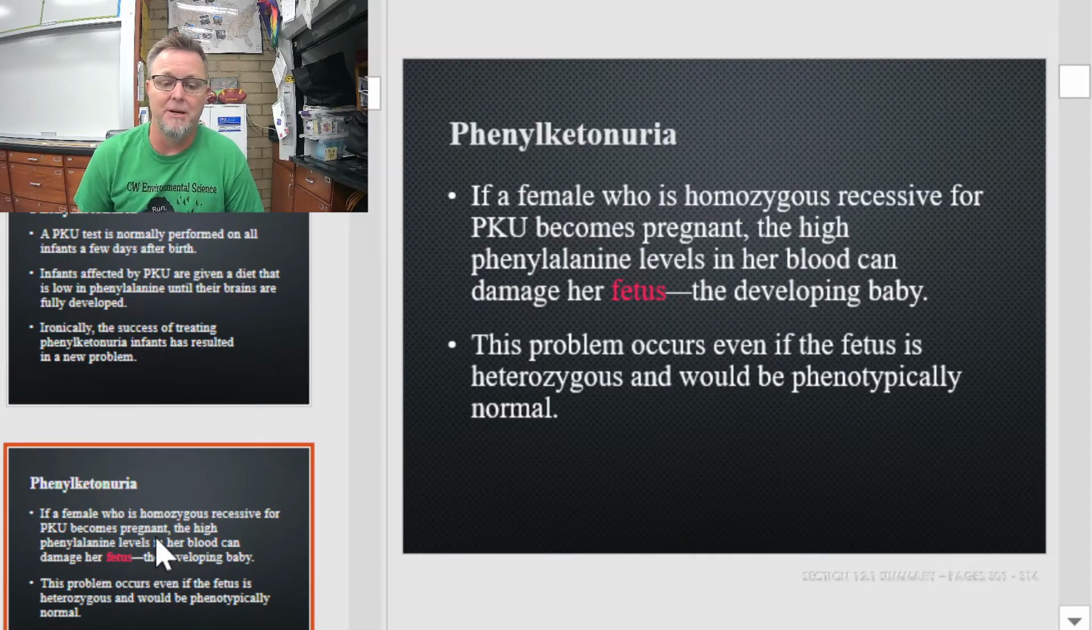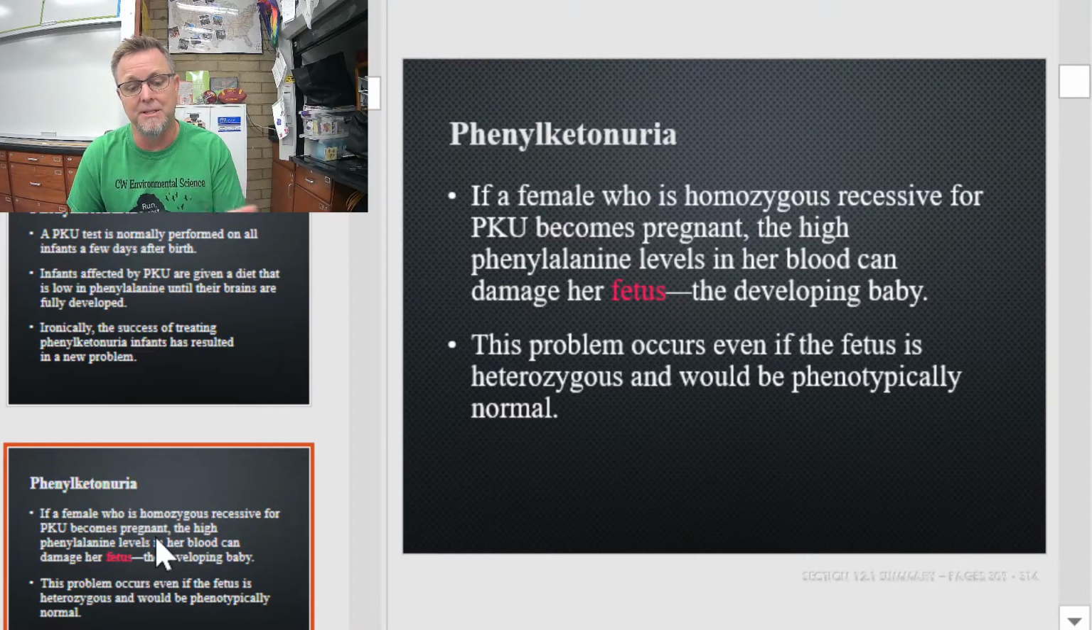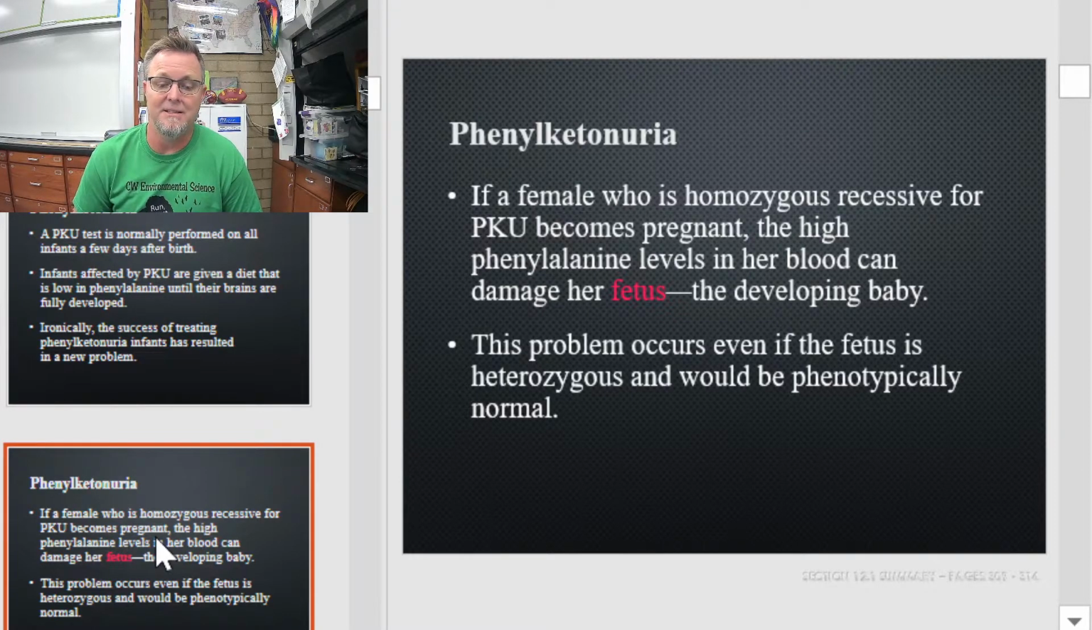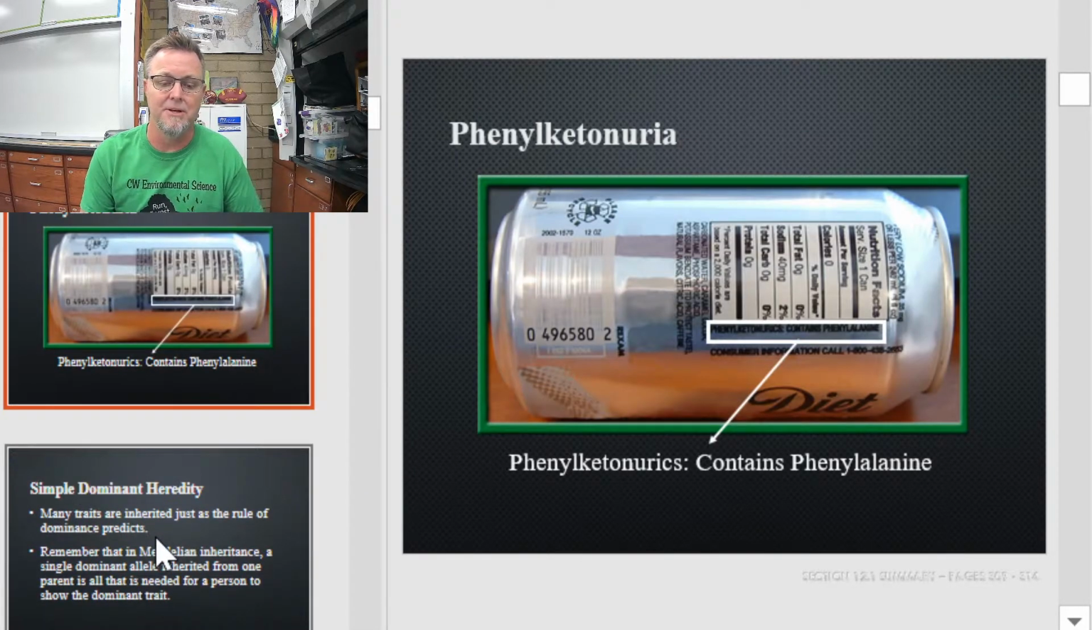So if a female who is homozygous recessive for PKU becomes pregnant, the high phenylalanine levels in her blood can actually also damage her fetus, her developing baby, okay? Not to mention the fact that she can pass this on to her offspring. This problem occurs even if the fetus is heterozygous and would be phenotypically normal, because the baby's body can't process all the phenylalanine that it's being given from its mother. Okay, so here's that soda can again.